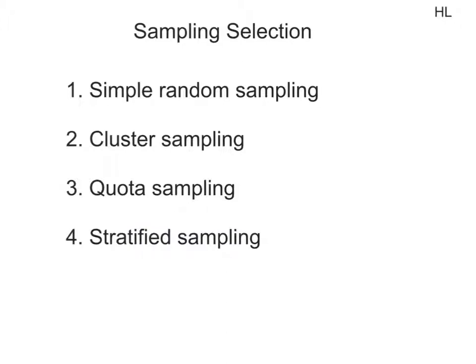Before viewing this video, please see the video on Discussion of Statistics Survey Example. This video answers the question, how do we choose who we should use as survey participants in a survey sample? There are 4 methods that we'll be covering: simple random sampling, cluster sampling, quota sampling, and stratified sampling. Let's start with simple random sampling.